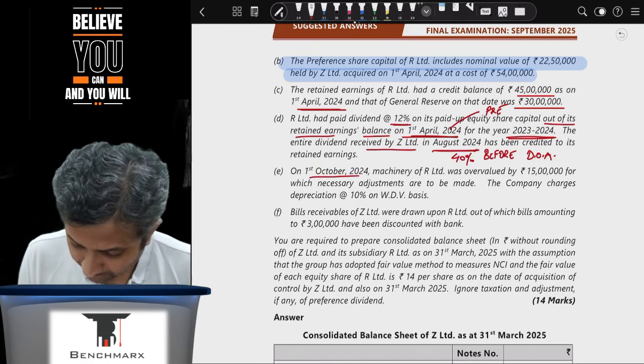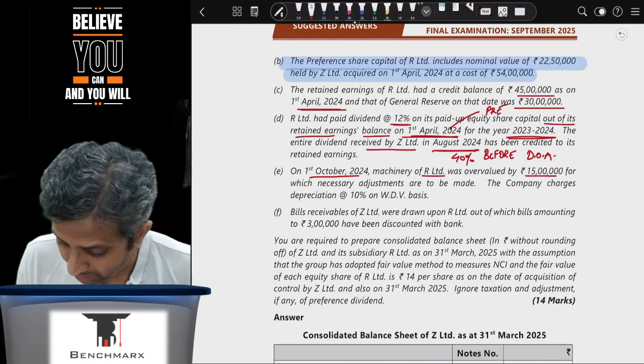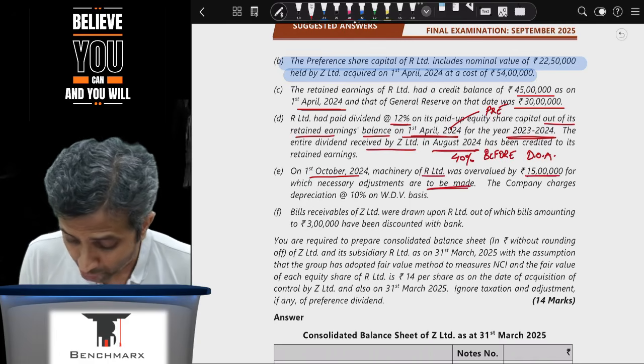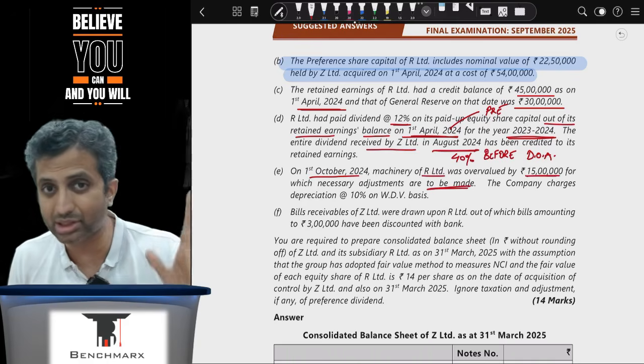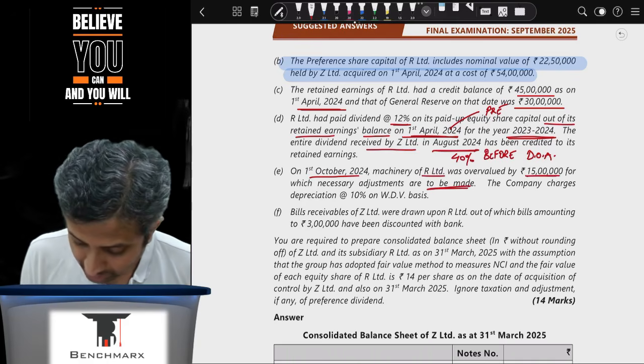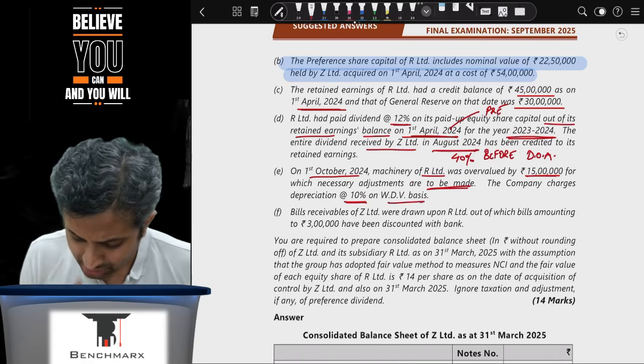On 1st October 24, the machinery was overvalued by 15 lakhs for which necessary adjustments are to be done. This is on 1st October 24. This is a little weird. The company charges depreciation at 10% on WDV basis.